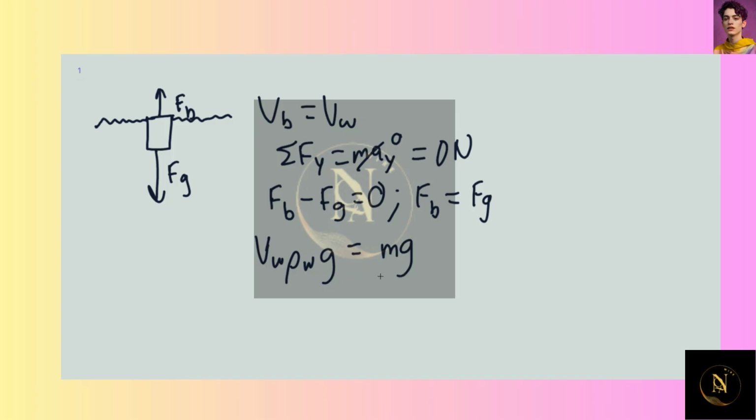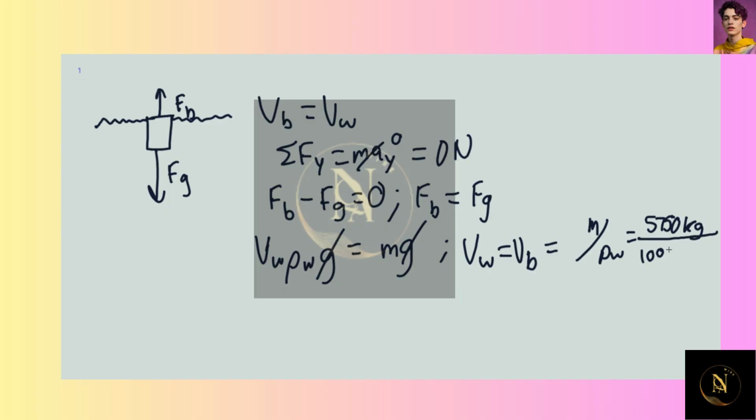We have a mass here, and we need a volume. So here, we cancel out gravity, and we find that the volume of the water, which does equal the volume of the boat, is going to equal the mass divided by the density of water. Here, this is going to be 5,750 kilograms divided by 1,000 kilograms per meter cubed.